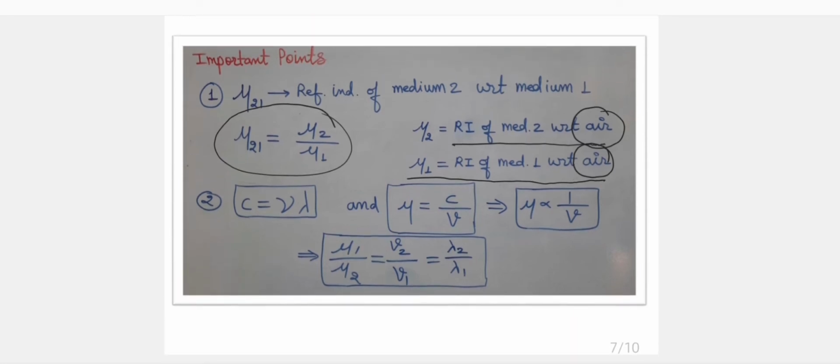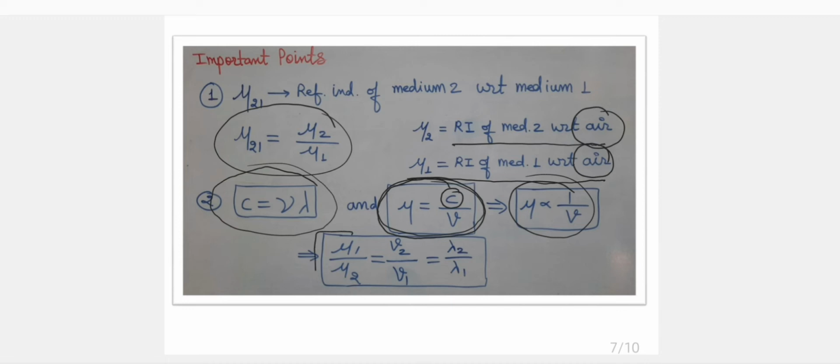The next important formula I want to relate is, as we all know, c equals nu lambda, a very popular relationship between the velocity, frequency and wavelength. And recently we have studied this formula also: mu is the velocity of light in vacuum divided by the velocity of light in medium. Here c is constant, so refractive index is inversely proportional to the velocity. The more the refractive index, the less the velocity of light in that medium.